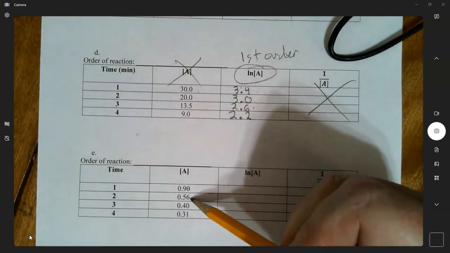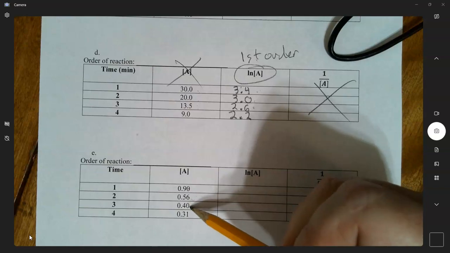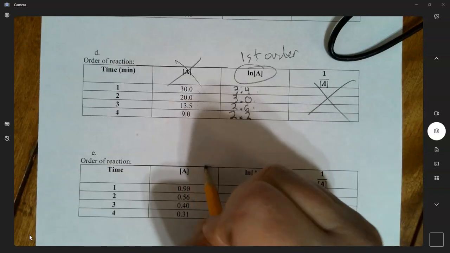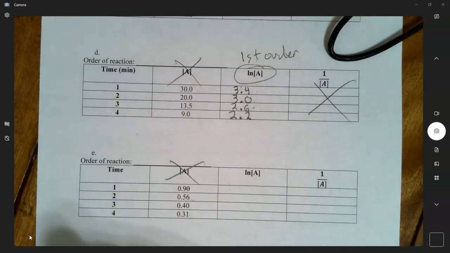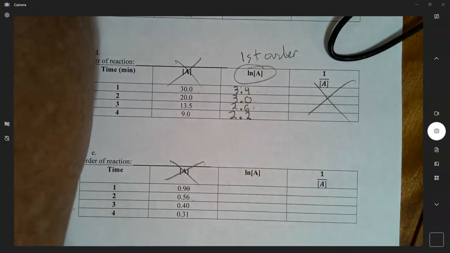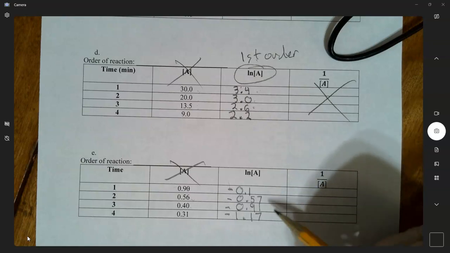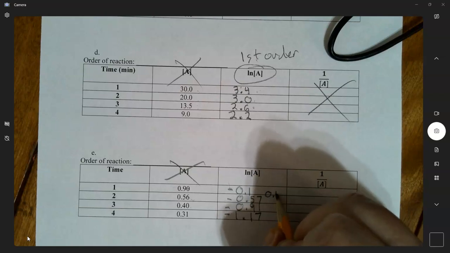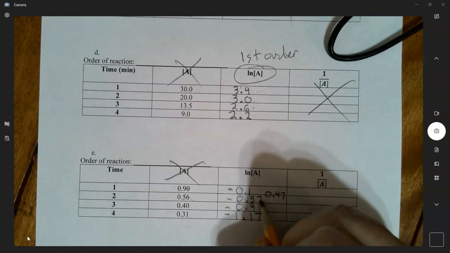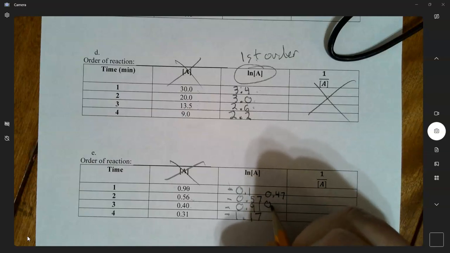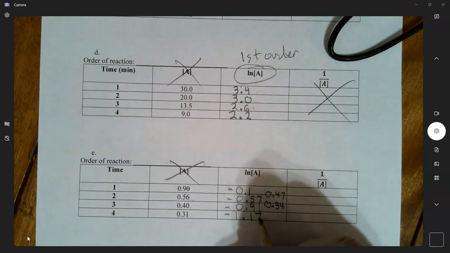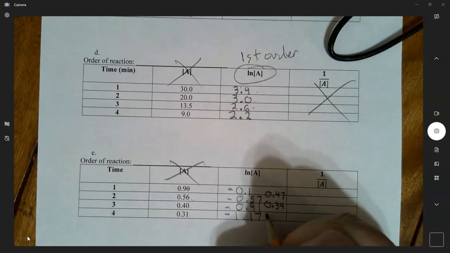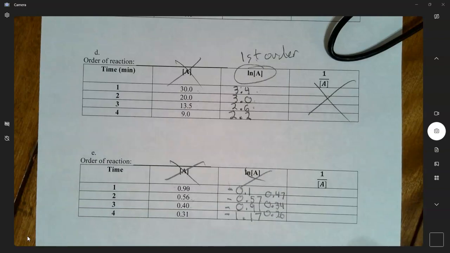0.9 to 0.56 is going to be 0.34. 0.56 to 0.4 is 0.16. Those aren't the same, so it's not going to be 0 order. So again, we're going to take the natural log here. So here are the logs of these numbers. This first one is going to be 0.47. The next one, 57 to 91, is 0.34. Let me just do the last one. From 91 to 17, it's going to be 0.26. Those don't have the same differences.